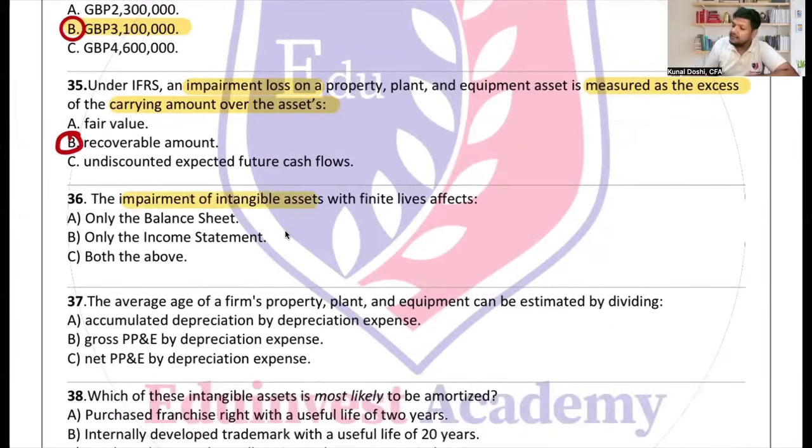Impairment of an intangible asset with finite life. First of all, can I impair an intangible asset with finite life? Yes. Right? Now, guys, whenever you do impairment on the balance sheet, your asset value goes down. And on the income statement, since you book an impairment loss, what happens? Your income statement value also gets affected. So they are saying it affects only the balance sheet, only the income statement. No, it affects both. Am I correct? Clear?